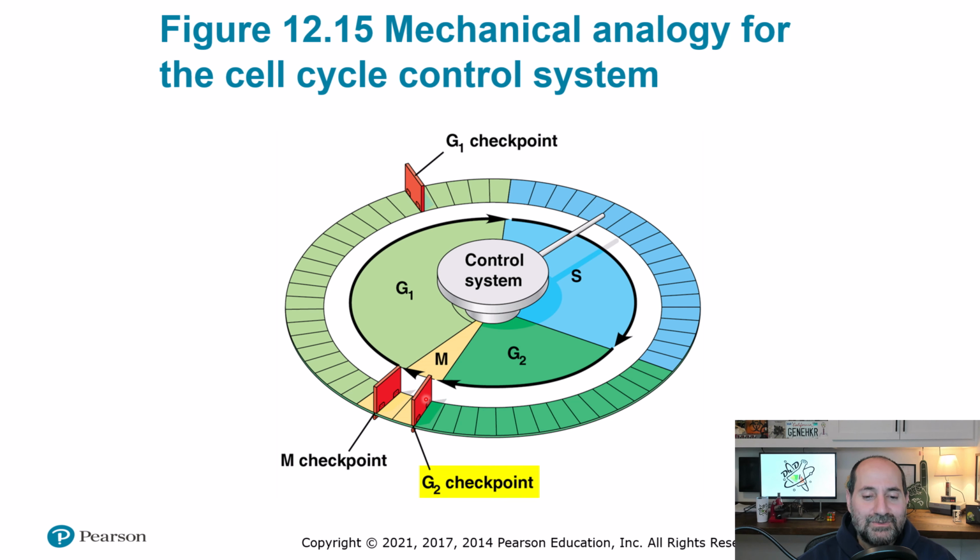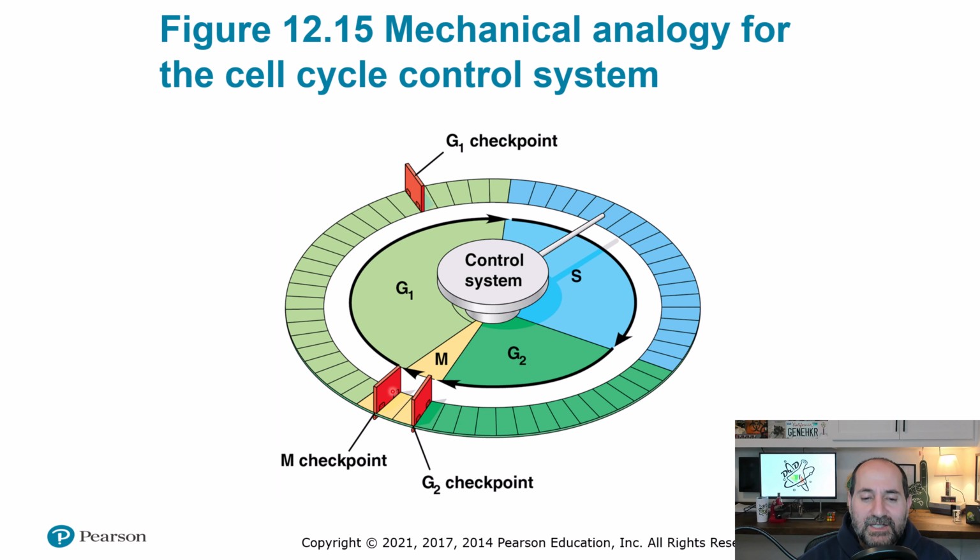And during the G2 checkpoint, the cell makes sure that the DNA was copied correctly during S phase and that there's no real problems with the DNA. And if that's true, this flap will disengage and the wheel will continue until it bumps into this checkpoint called the M checkpoint, also known as the metaphase, late metaphase checkpoint.